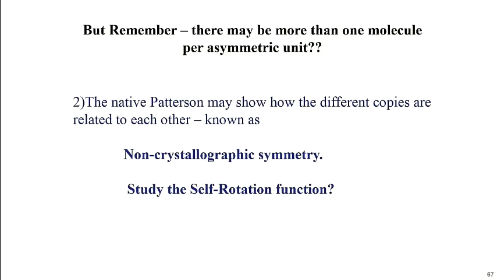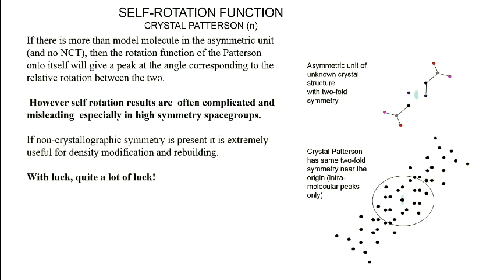I want to just go back and touch on the business of when we have more than one molecule in the asymmetric unit, non-crystallographic self-symmetry, where we can do a self-rotation, as they call it. Two molecules now related by non-crystallographic symmetry. The vector pattern will have twofold symmetry in it. It's complicated because it gets messed up with crystal symmetry interacting with model symmetry. It can be very misleading if you've got high symmetry in your space group, but it can help.